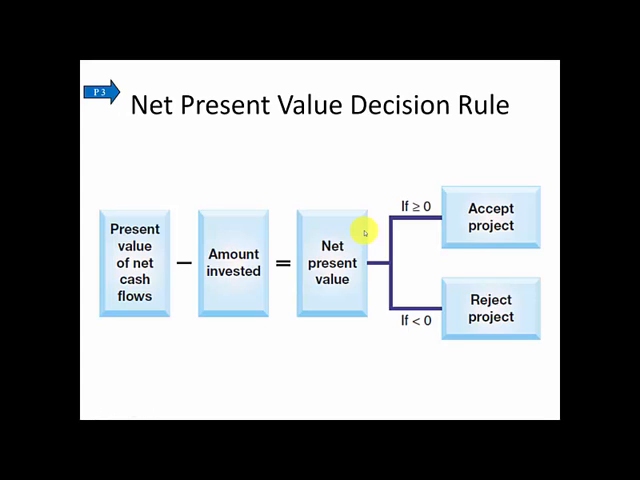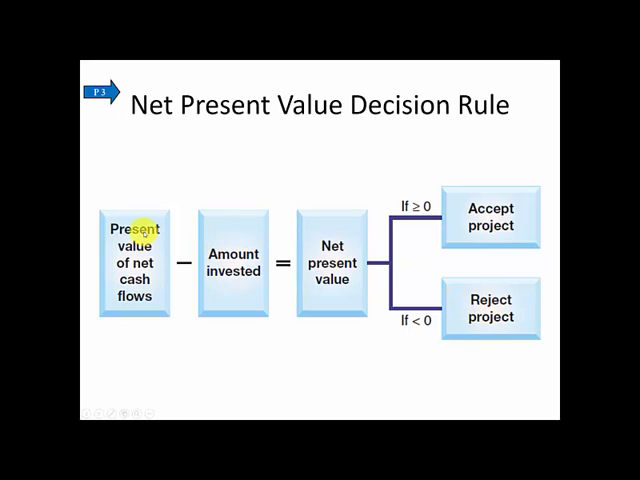Let's go on to the third method for capital budgeting, which is net present value. Here's the ruling basically. The net present value of the cash flows minus the amount you invested is equal to the net present value. And if its net present value is more than 0, you say yes, it's a go. If its net present value is a negative number, then it's going to be a reject the project.